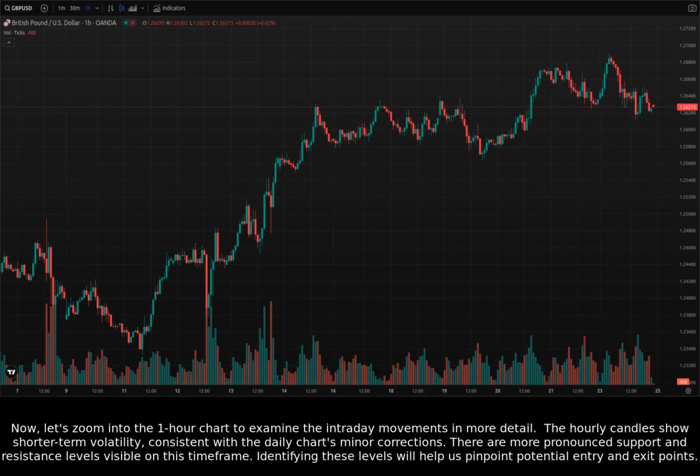Now, let's zoom into the 1-hour chart to examine the intraday movements in more detail. The hourly candles show shorter-term volatility, consistent with the daily chart's minor corrections. There are more pronounced support and resistance levels visible on this time frame. Identifying these levels will help us pinpoint potential entry and exit points.